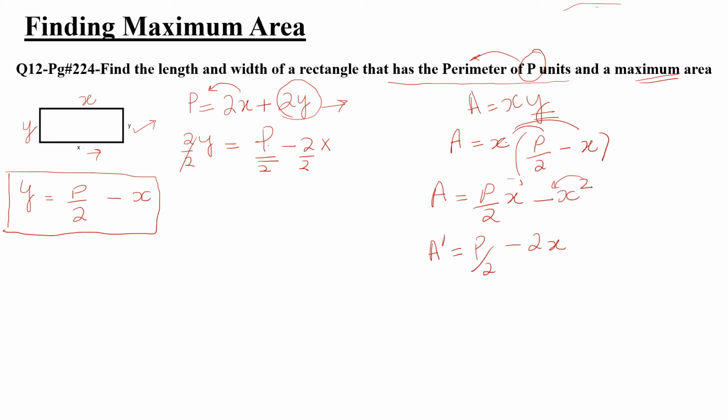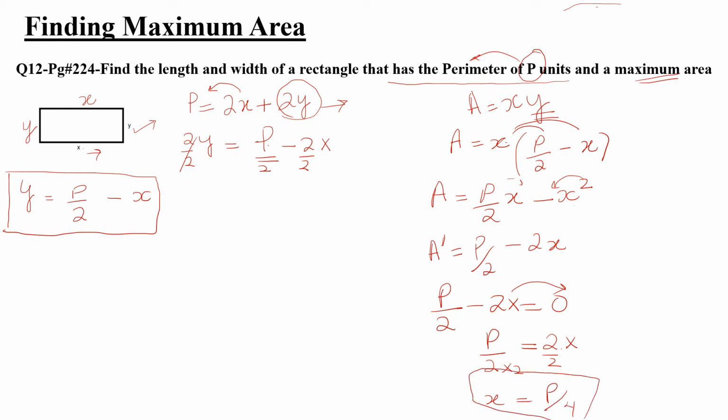Now solve for x. So how will you solve for x? You will set the equation equal to 0. Bring this 2x on the other side. So it will give you positive 2x equals p over 2. Divide both sides by 2. So you will get here x equals p over 4.